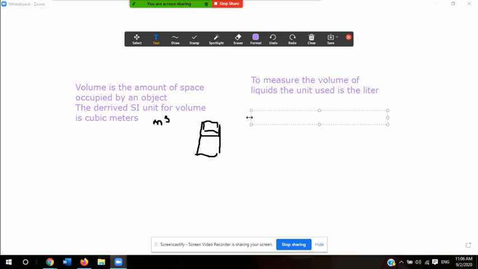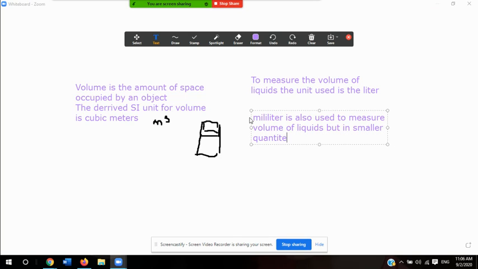So the milliliter is also used to measure the volume of liquids, but in smaller quantities, or smaller liquids that occupy less space.